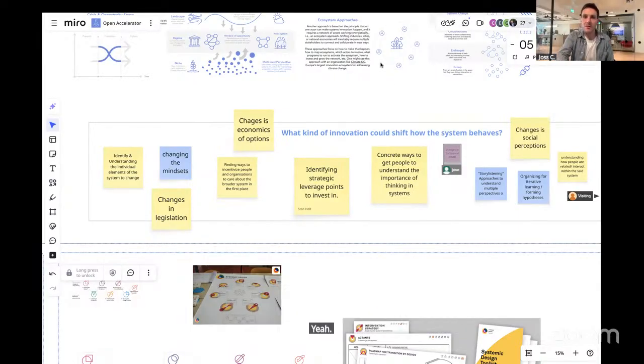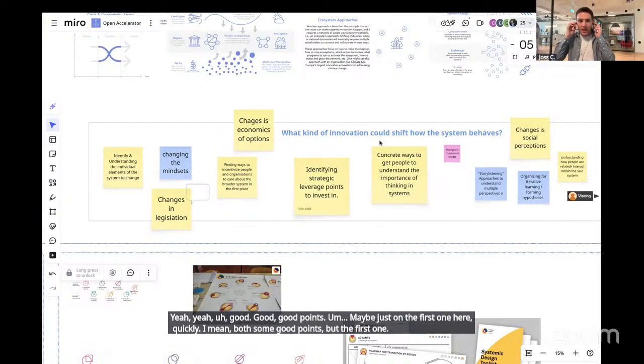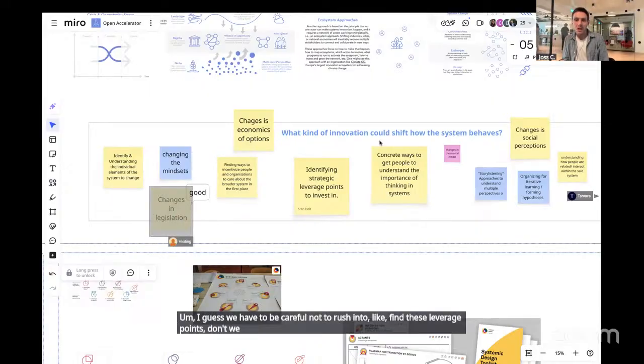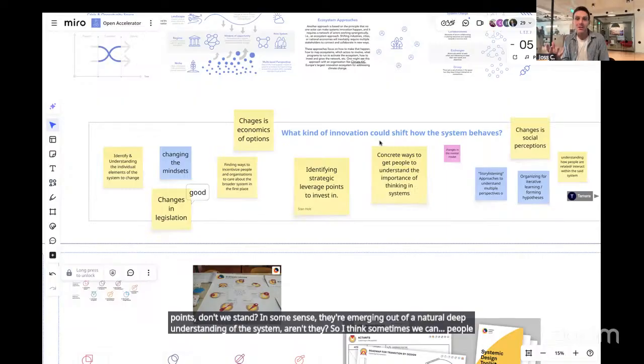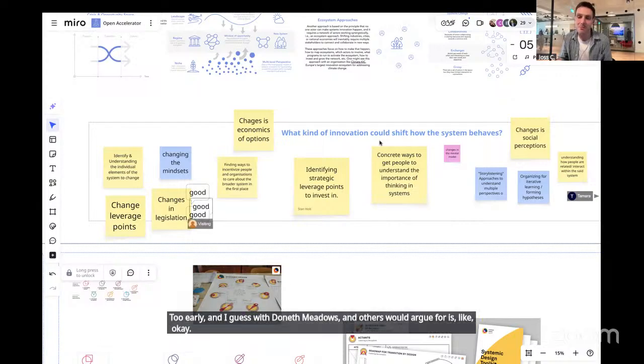Yeah, good points. Maybe just on the first one quickly. Both of them are good points, but on the first one, I guess we have to be careful not to rush into finding these leverage points, don't we, Stan? In some sense, they're emerging out of a natural deep understanding of the system, aren't they? Sometimes everybody wants this idea of leverage points. Like who wouldn't? If you're the president or the CEO or anyone, you'd want to find leverage points. I guess the problem is we often rush directly to them too early, and what Donella Meadows and others would argue for is to step back and try to understand the system. Ultimately, those intervention points are going to emerge out of a deep understanding of this. That's my experience, a deeper understanding.